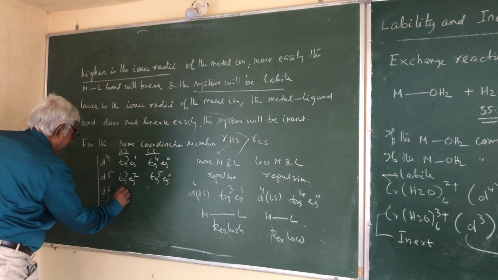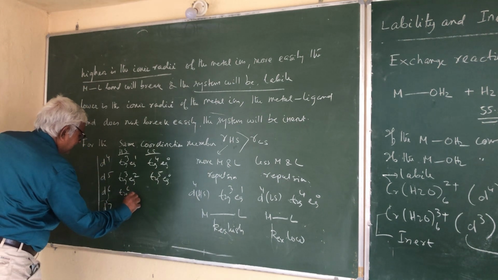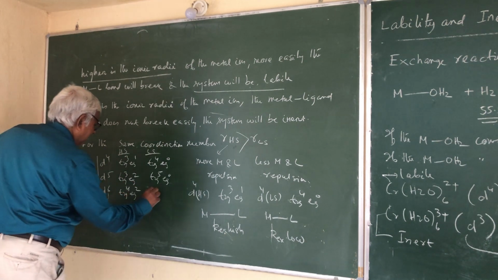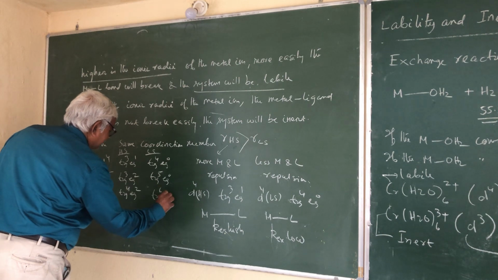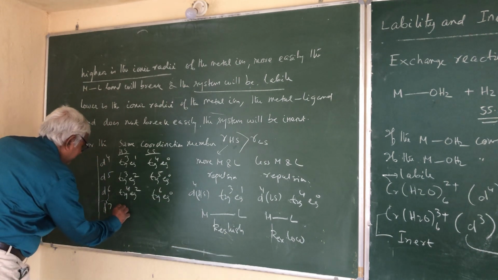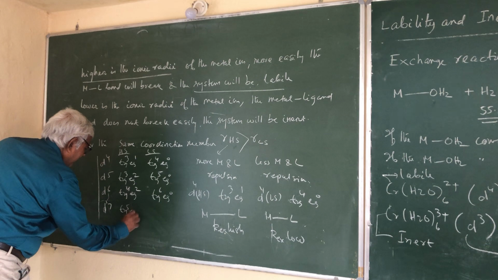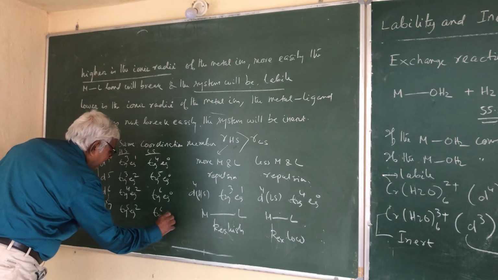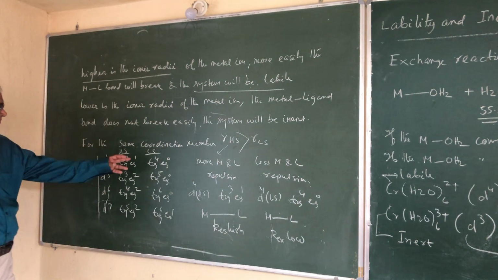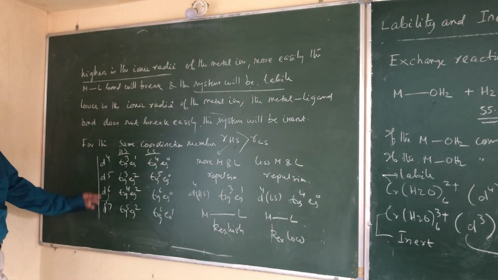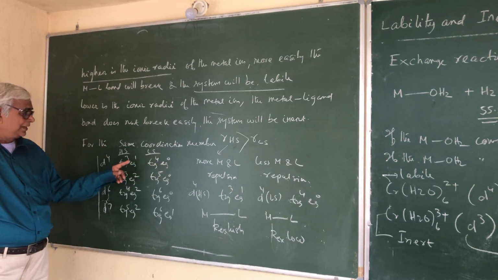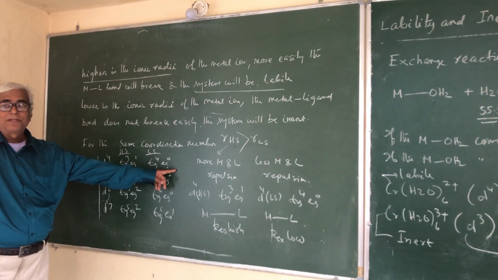For d6, high spin will be t2g4 eg2, and low spin will be t2g6 eg0. The d7 system high spin will be t2g5 eg2, and low spin will be t2g6 eg1. So look at these two, d4, d5, d6, d7. Here the eg orbital has 1 electron, here the eg orbital has no electron. So here metal-ligand repulsion will be more, here metal-ligand repulsion will be less.